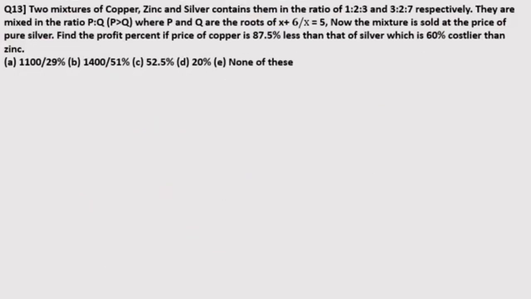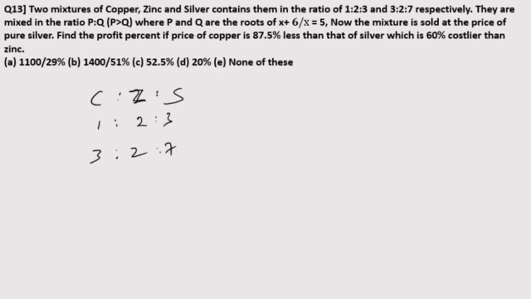Next question, and that says two mixtures of copper, zinc and silver contain them in ratio 1:2:3 and 3:2:7. First mixture is in ratio 1:2:3 and second is in ratio 3:2:7. Fine. They are mixed in the ratio P:2Q.